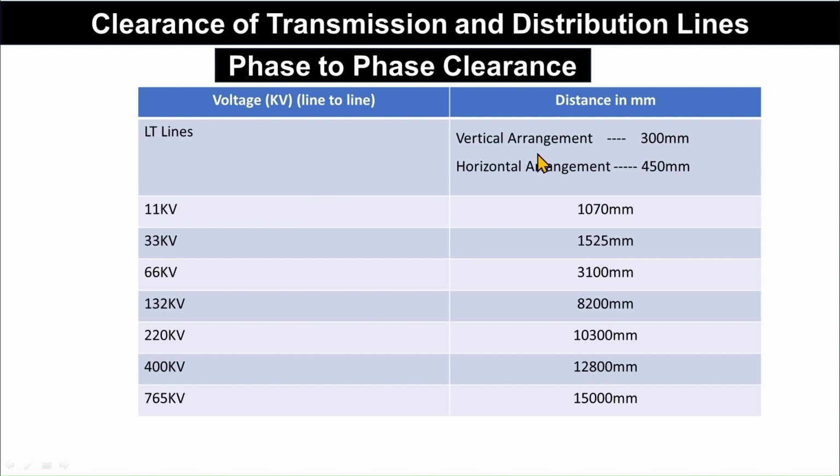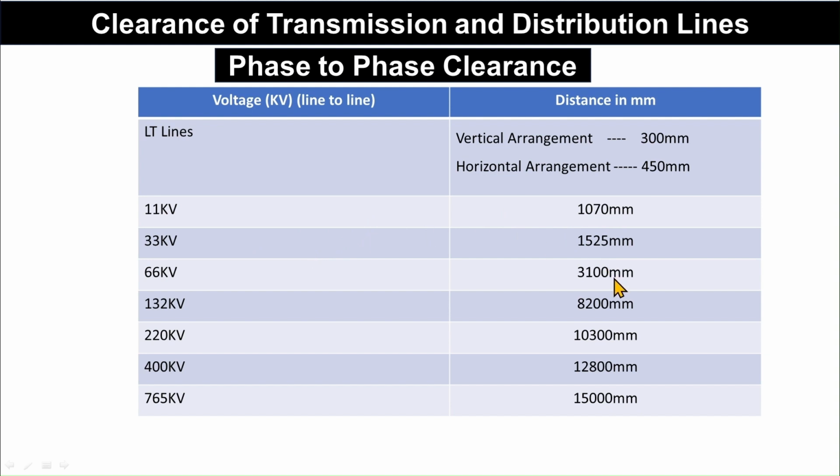One is vertical arrangement and another is horizontal arrangement. For vertical arrangement, the phase-to-phase clearance is 300 mm, and for horizontal arrangement it is 450 mm. Similarly, for 11 kV it is 1070 mm. Similarly, for 33 kV it is 1525 mm.